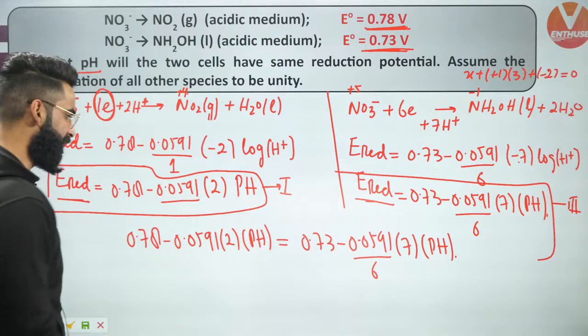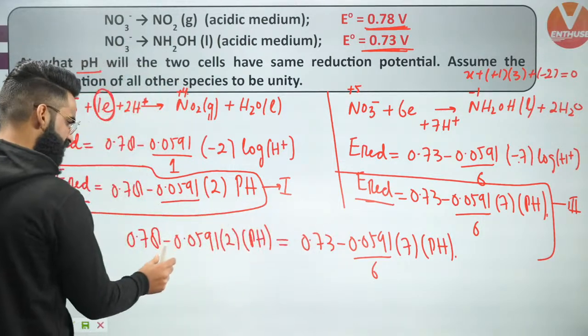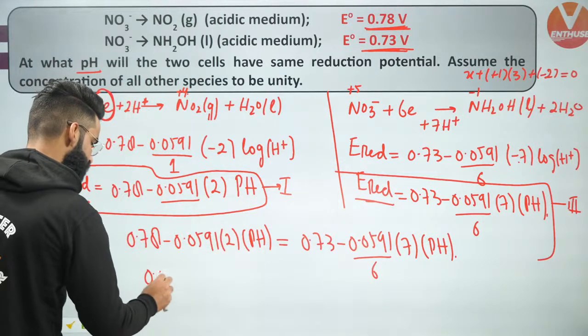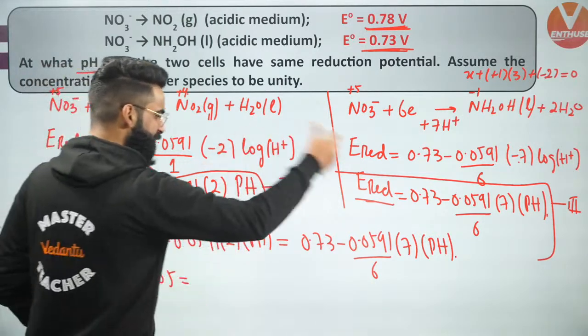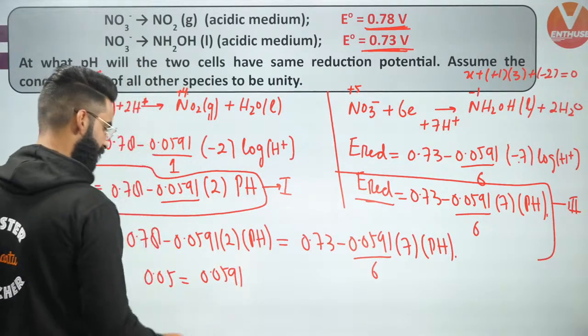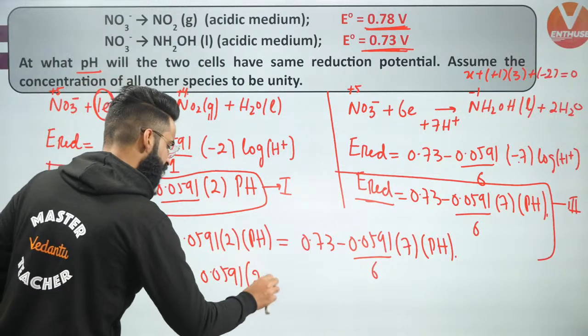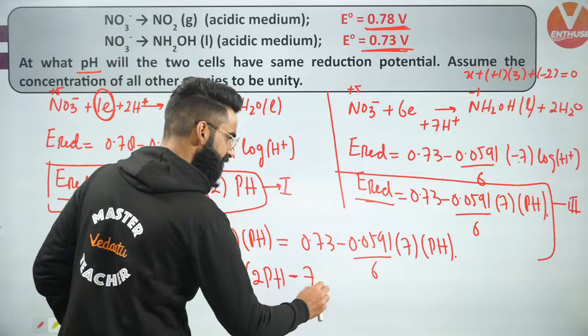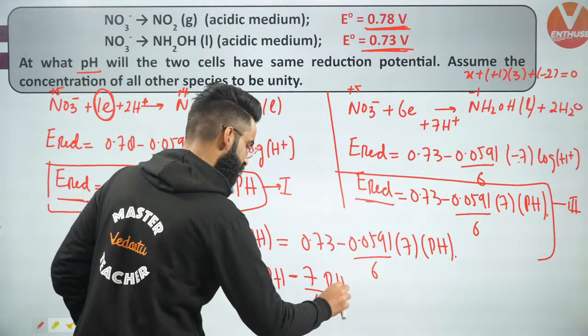So what I'll be doing, just take this 0.73 on this side. It's going to be 0.78 minus 0.73. It's going to be 0.05. Okay, just take this pH on that side. It's going to be 0.0591. I have taken common. It's going to be 2 times pH minus 7 divided by 6 multiplied by pH.